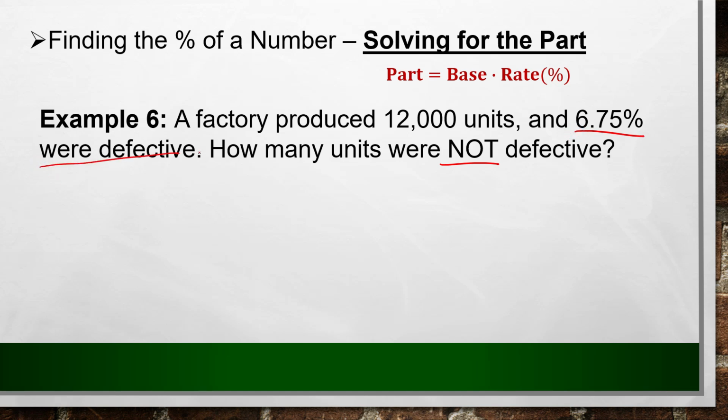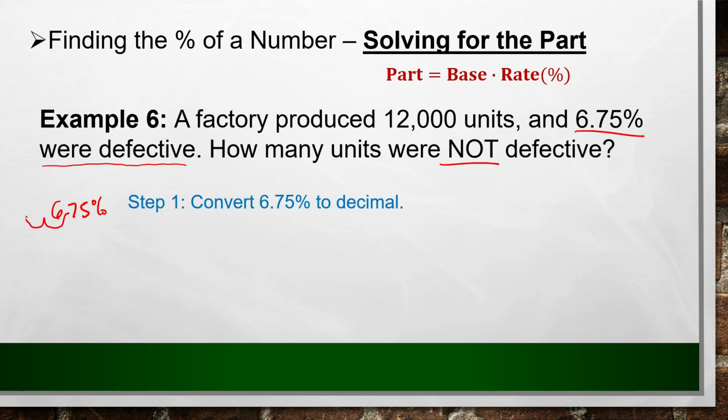6.75% were defective. So that's the first thing we need to do, is to find out how many were defective. So in order for us to do that, we just need to follow these steps. Step number one is to convert that 6.75% to decimal. So that means we need to move the decimal point twice to the left. Okay, so I'll write the 6.75 here. So move that to the left twice.